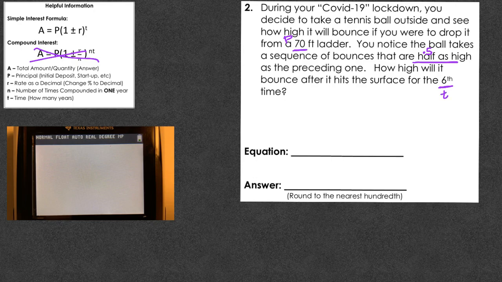Notice it wasn't years this time. A lot of times it is. However, this is just the 6th time it occurred. We want to see what the value is going to give us. So here we go. Let's create our equation.